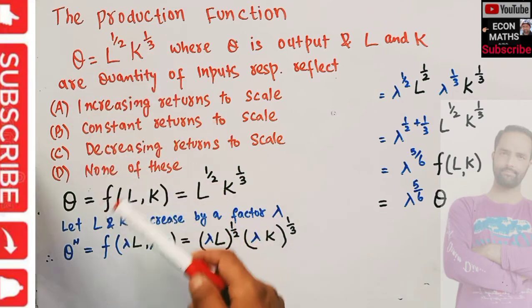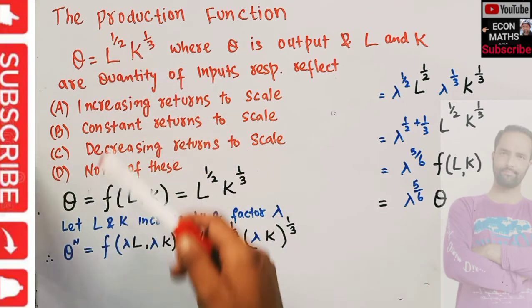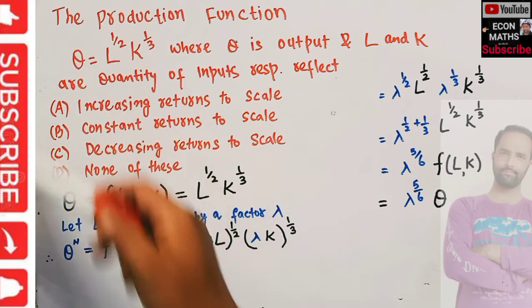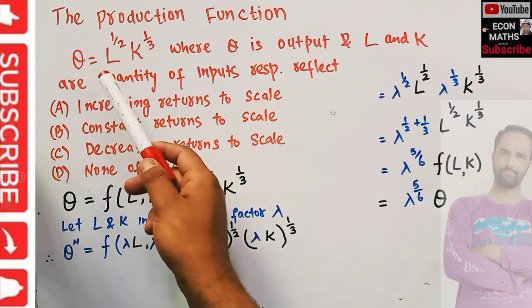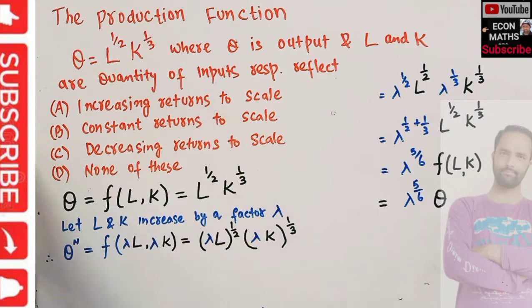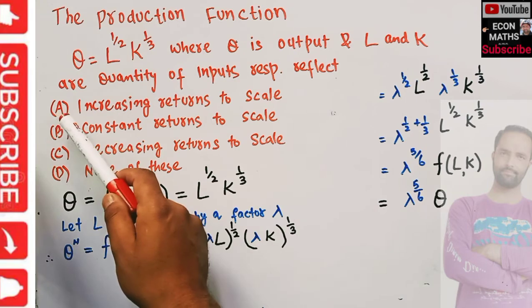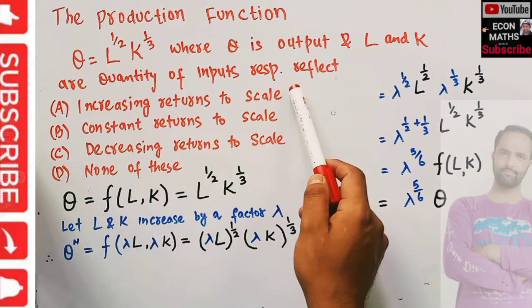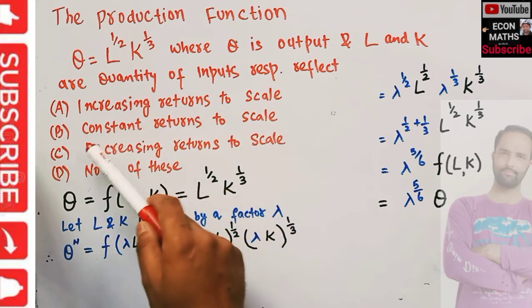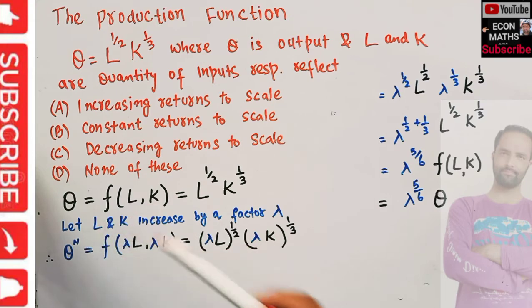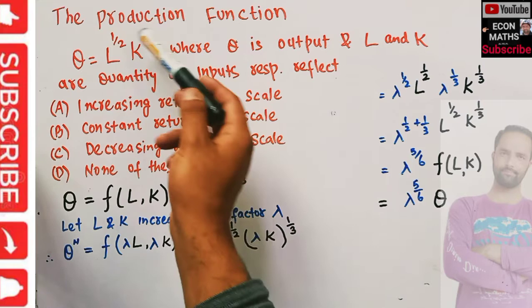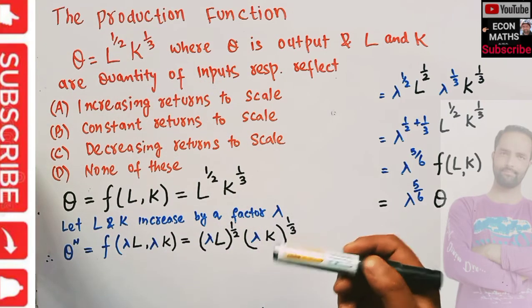L and K are the units of labor and capital. These are our inputs. Q is our output. We are being told whether this production function reflects, and options are given: increasing returns to scale, constant returns to scale, decreasing returns to scale, or none of these above. So we have to see what this production function exhibits.